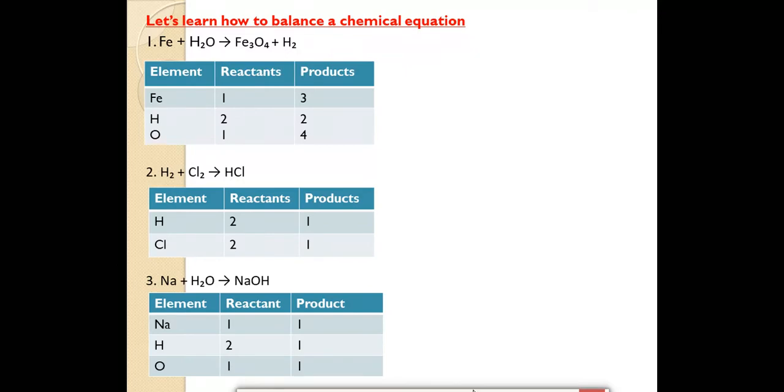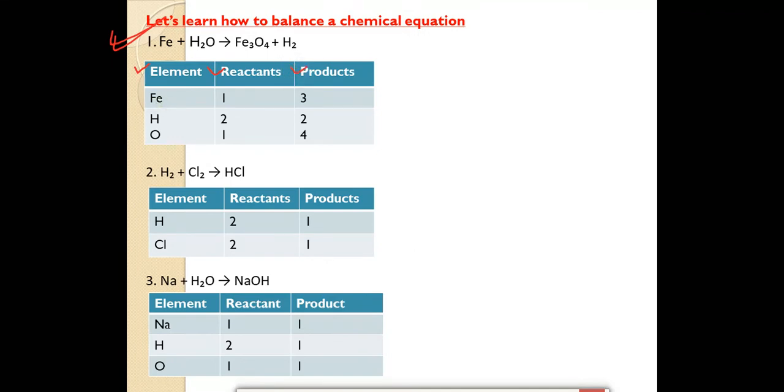Fe plus H2O gives Fe3O4 plus H2. This is the reaction which we have to balance. So first of all, we have to check whether this reaction is a balanced reaction or not. For that, first you have to make one table. One side you will write element, in the second column you will write reactant, and in the third column you will write product.